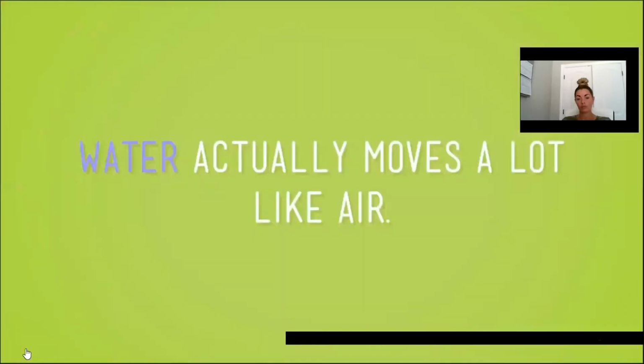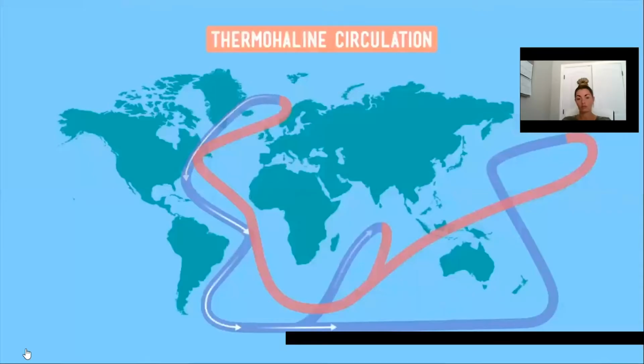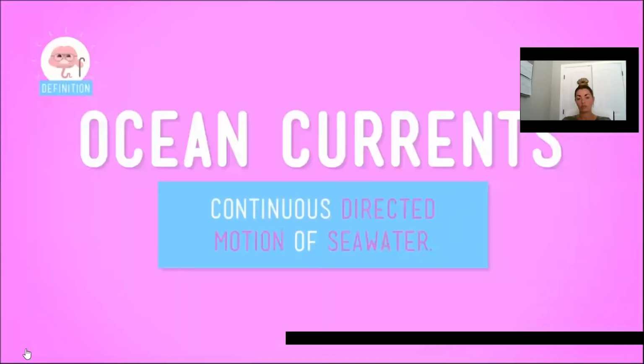Water actually moves a lot like air. Warm, light water rises and cold, salty, heavy water sinks. And just like with air, the sun heats the water that's at the equator, and that warm water then spreads out toward the poles. Cold water slowly moves back down toward the equator where it'll warm again in an endless cycle. This massive movement of water, called ocean currents, helps regulate global temperatures just as much as air circulation.